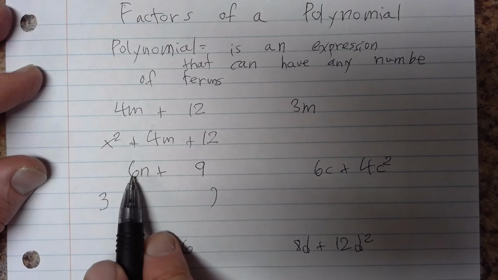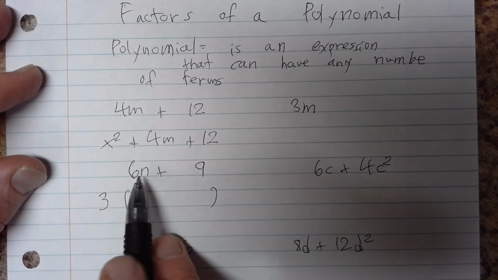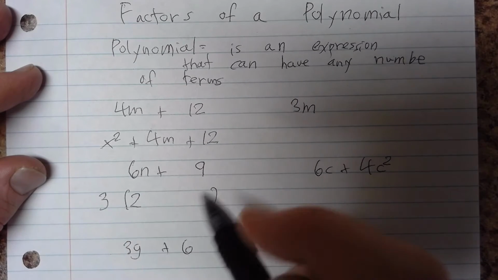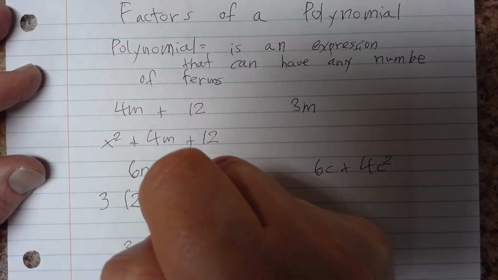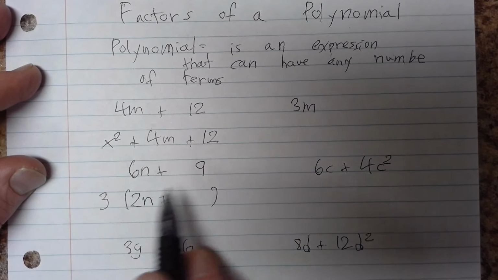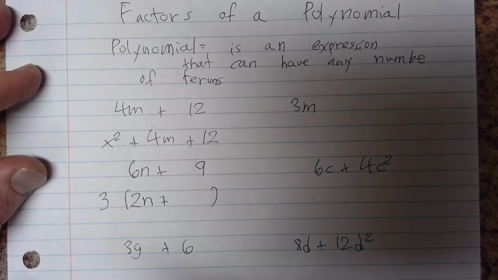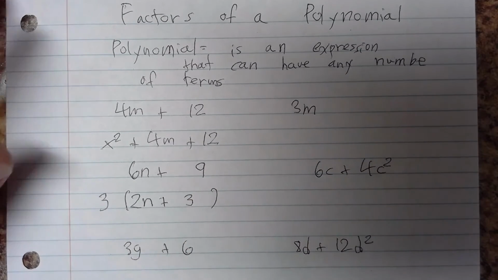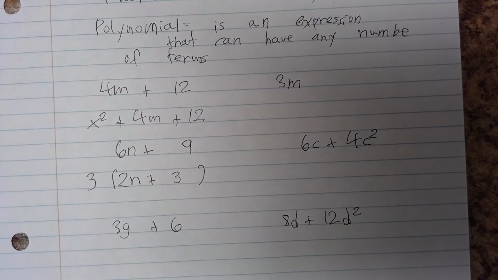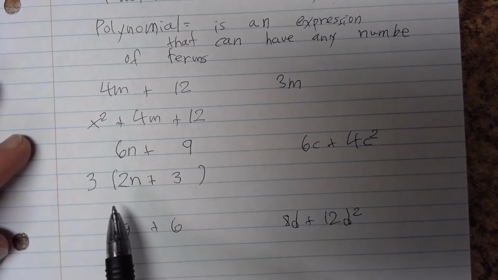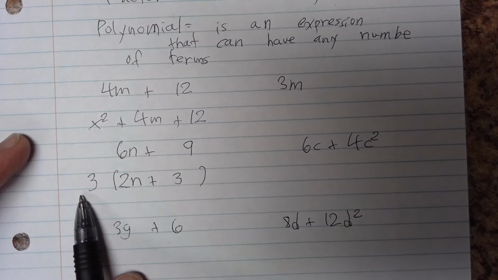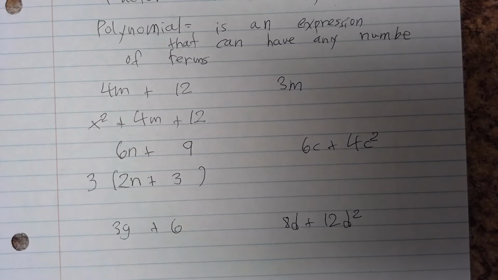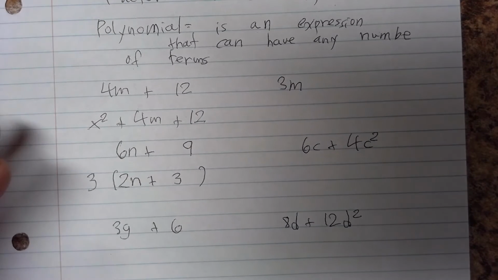Now, 3 times what equals 6? 3 times 2. The n did not have any common factors, so it's going to remain. 3 times what is 9? 3 times 3. So the way you factor 6n plus 9, you factor out a 3, and then in your brackets you have 2n plus 3. And of course you can multiply this and get 6n plus 9 again. 3 times 2 is 6, that's 6n, and 3 times 3 is 9. That's the idea.